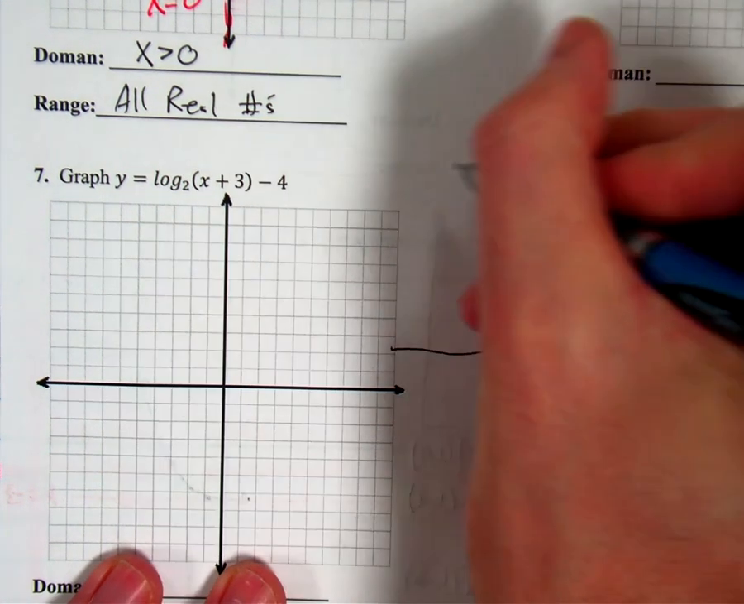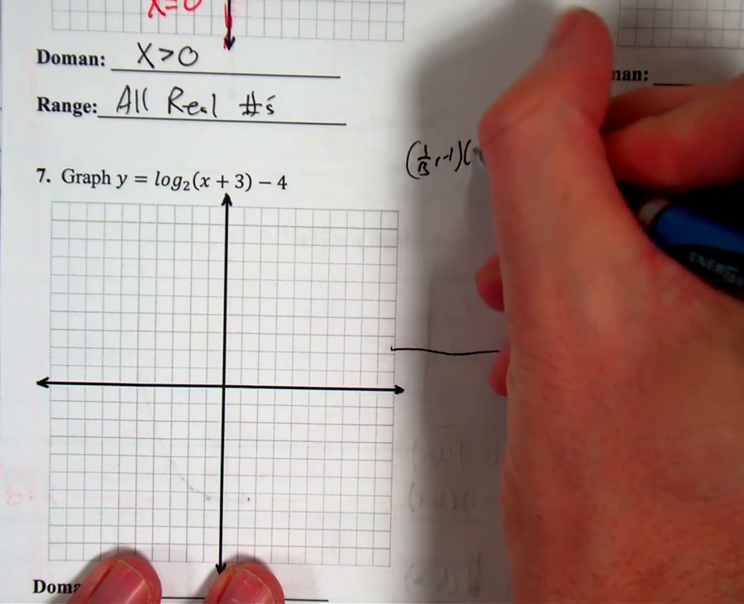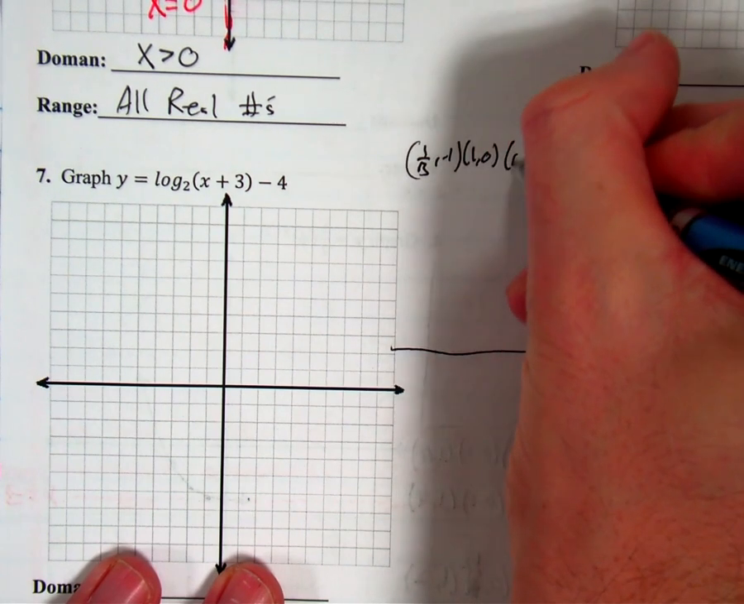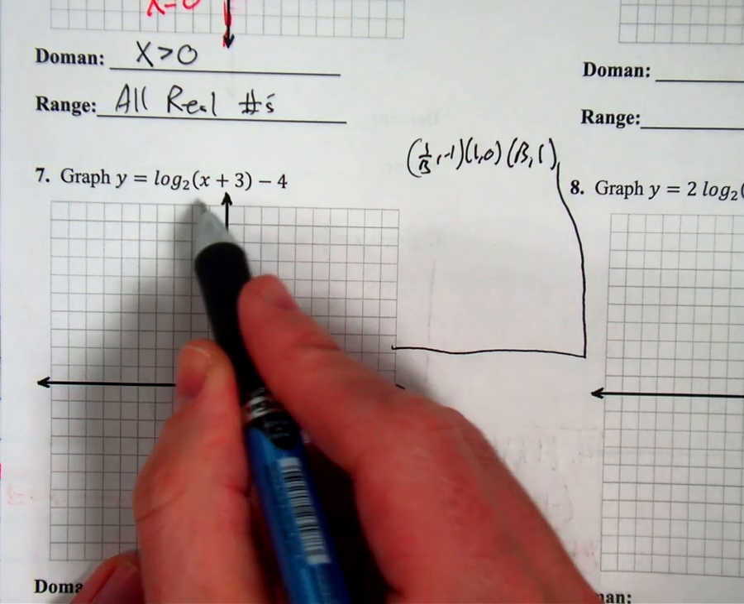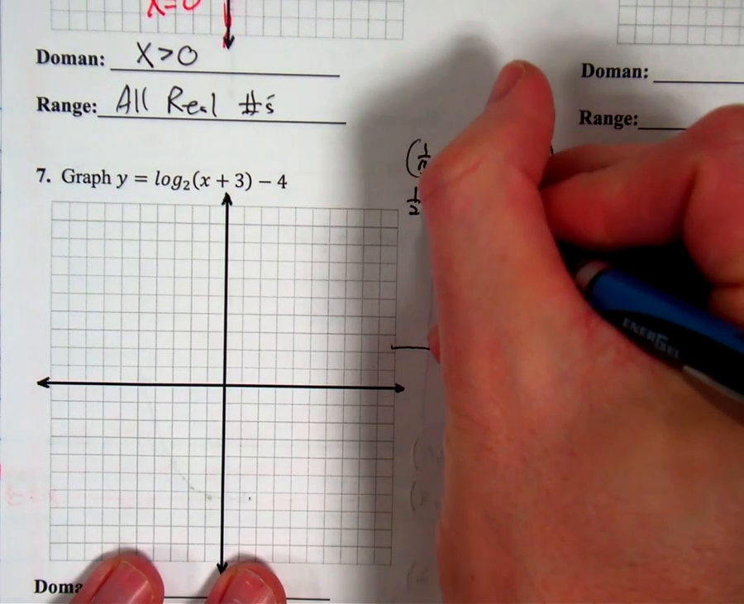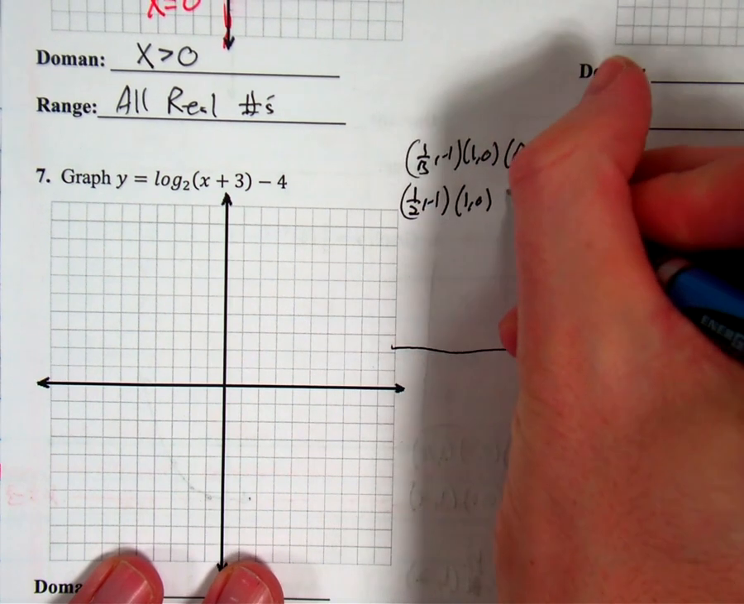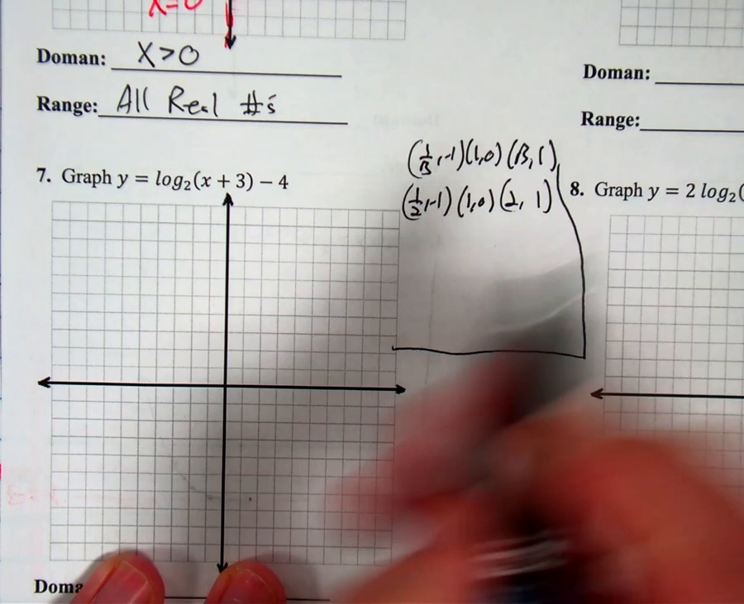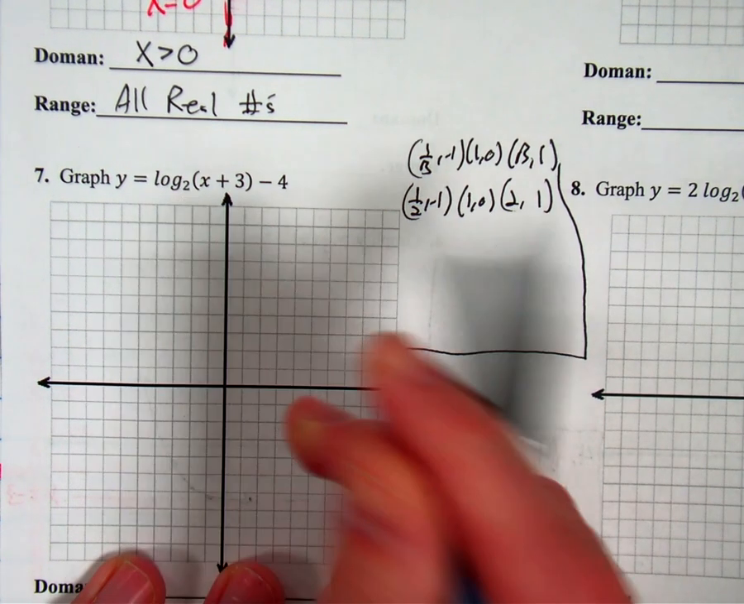Alright, so we got 1 over b, comma negative 1. 1, 0, b, 1. Our b number is 2. Half, comma negative 1. 1, 0, 2, 1. Remember, it's not always going to be a 2, so don't get in that habit. It could be whatever number is there.